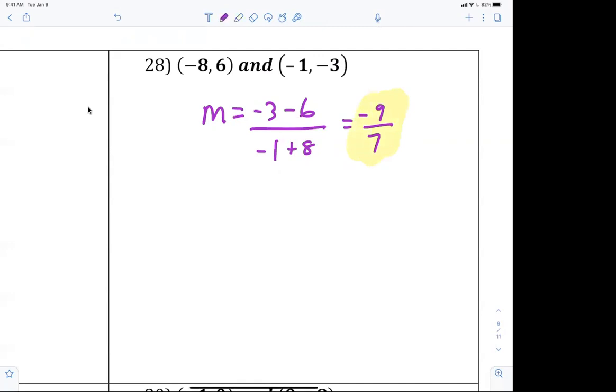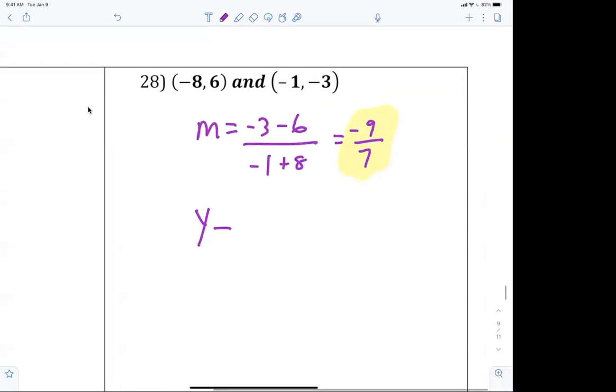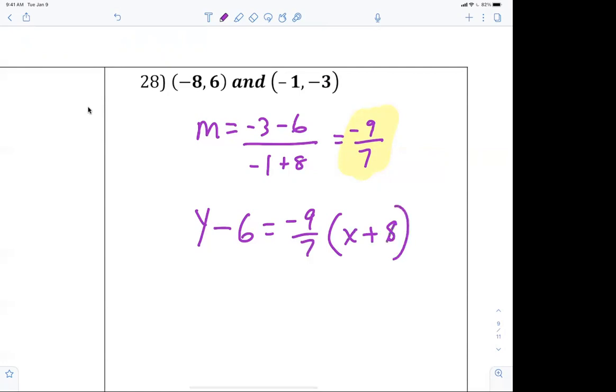Okay, so y plus 6? Always minus 6, minus whatever is in there. Y minus 6 equals, what's the slope? -9 over 7, parentheses, x plus 3 or 8. Why 8? Because it's this point. If you start with this point over here, you got to continue with it. Okay.